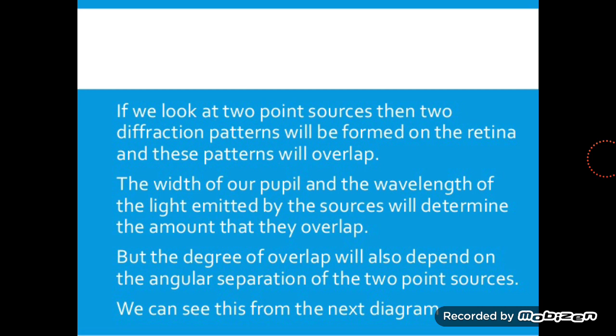If we look at 2 point sources, then a diffraction pattern will be formed on the retina for each, and these patterns will overlap. The width of our pupil and the wavelength of the light emitted by the source will determine the amount that they overlap. But the degree of overlap will also depend on the angular separation of the 2 point sources. We can see this from the next diagram.